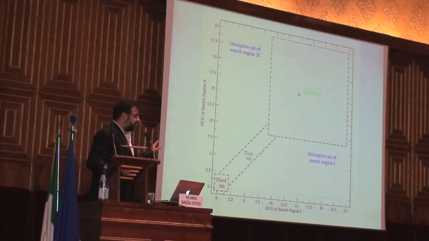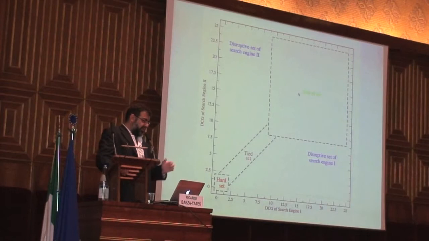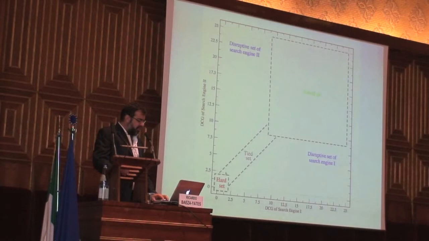Completely arbitrary. I will say something about this at the end. So it is completely arbitrary where we put this square. The tie set will be this diagonal, and it is completely arbitrary how much the width of this diagonal is. And then the hard set are these queries that are really very hard to solve for both search engines.